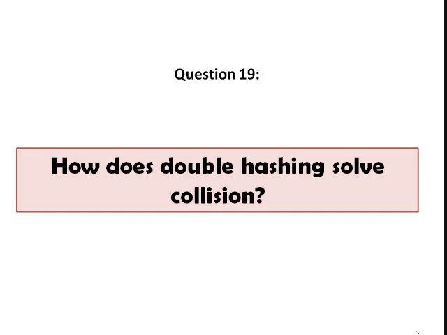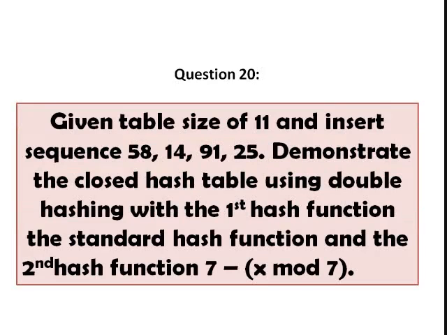So when the key cannot be inserted because of a collision using the first hash function, then that's the time that we will make use of the second hash function. Make sure that the second hash function does not evaluate to 0 and it should not be equal to the first hash function.